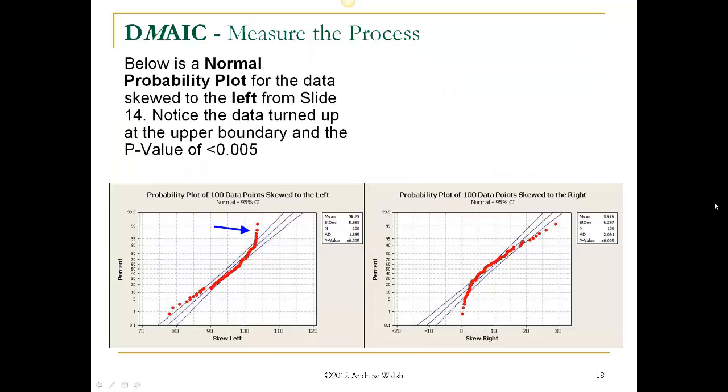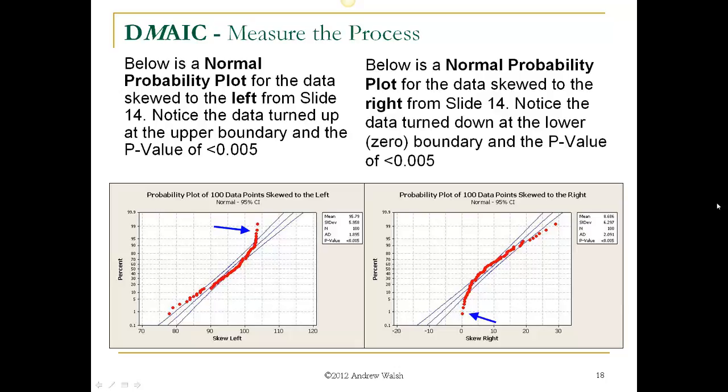Below is a normal probability plot for the data skewed to the left from slide 14. Notice the data turned up at the upper boundary and the p-value is less than 0.005. Doesn't look good. And below is a normal probability plot for the data skewed to the right from slide 14. Notice the data turned down at the lower zero boundary and the p-value is less than 0.005.